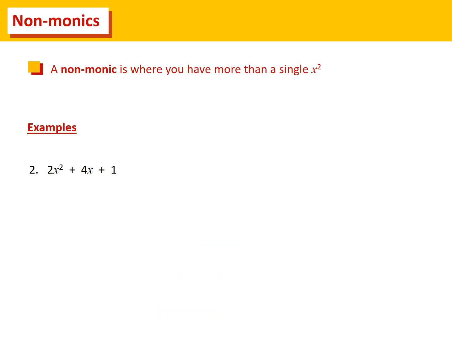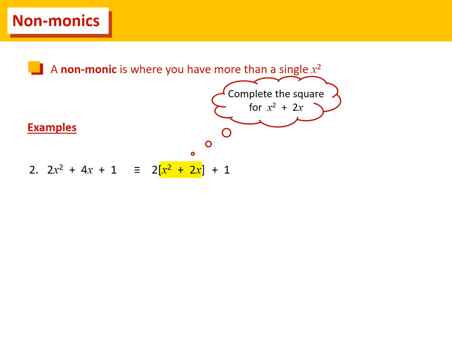Here's example 2. Same format. We leave the plus 1 and we focus on the x squared and the 4x. And we take out a common factor of 2. So 2 lots of x squared is 2x squared plus 2 lots of 2x is plus 4x. And we complete the square now for x squared plus 2x.